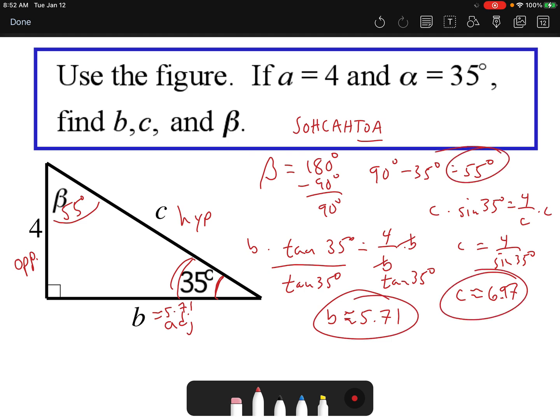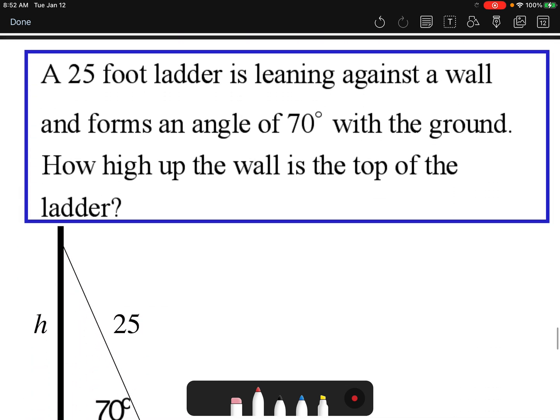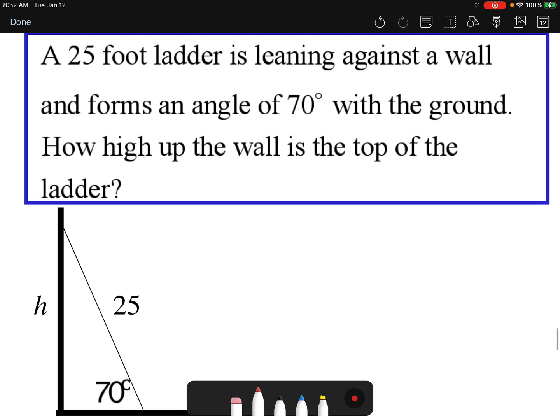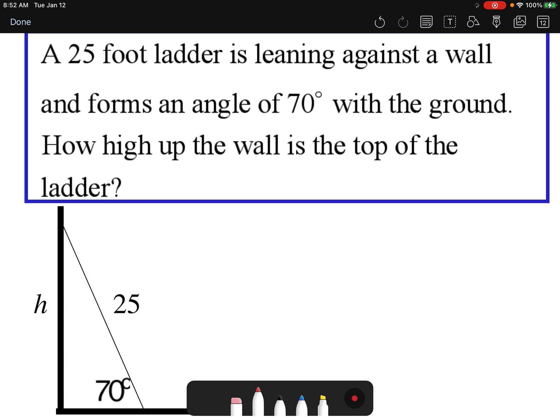Well, we just solved the equation. Beta is 55 degrees. That's how we use SOHCAHTOA. So here, more of what we use SOHCAHTOA for is applications.